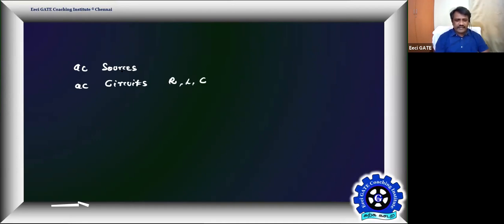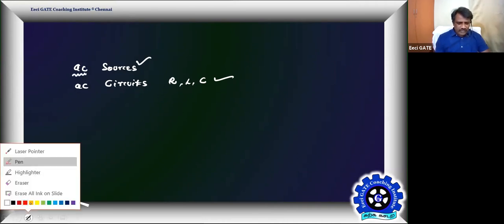Then we'll see the analysis of AC circuits using basic laws, linear circuit laws only, in AC circuits. We'll see how we are going to apply all those laws into AC circuits. So there are two parts to AC circuits. One is you need to understand better about AC sources. What does AC represent?